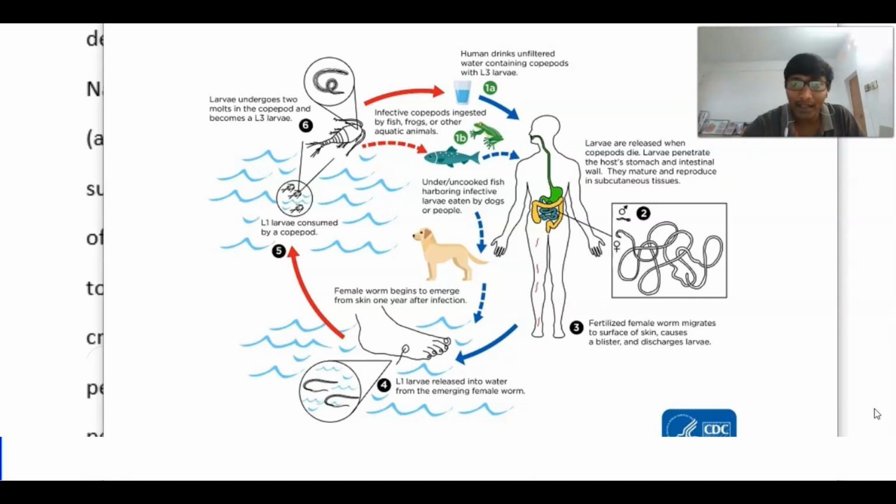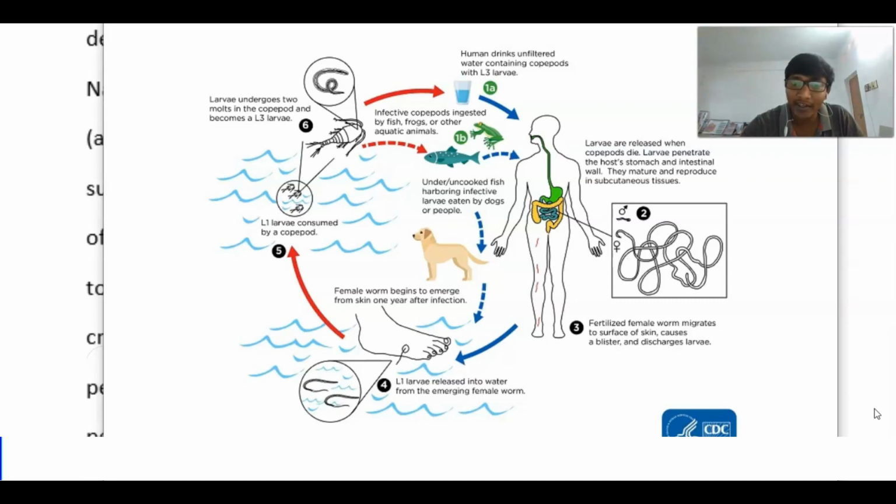Once the larva has entered our body through contaminated water, it goes to the stomach. After reaching the stomach, it will take about 1 year to settle in the foot. In this 1 year, the female guinea worm will develop up to 3 feet long and 2 mm in diameter.